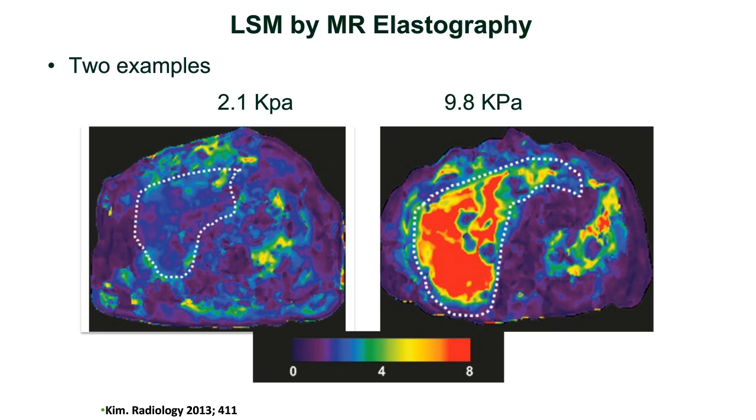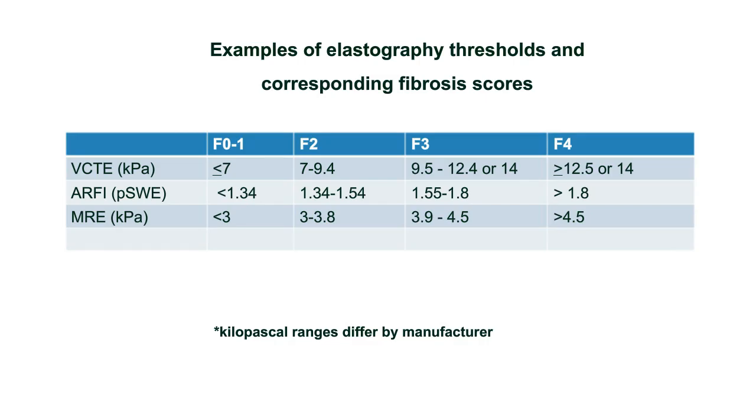So I do want to, again, circle back to the point that elastography thresholds and corresponding fibrosis scores cannot be compared between techniques. You have here vibration-controlled transient elastography on the top, acoustic radiation force in the middle row, and magnetic resonance imaging on the lowest row. And you can see that depending on the level of fibrosis, the scores do not interchange. With vibration-controlled transient elastography, F4 fibrosis is greater than 12.5. For acoustic radiation force, it's greater than 1.8. For MRE, greater than 4.5. And these kilopascal ranges differ by the manufacturer.